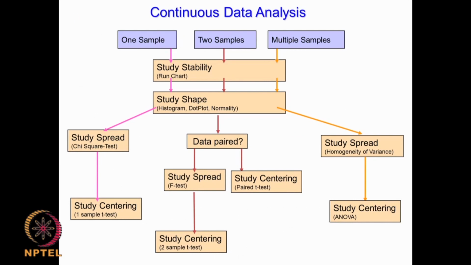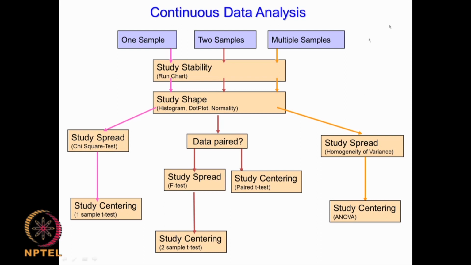Okay. So, as you know, we have continuous data and alternatively we have the discrete data. For discrete data we use equations like binomial or we use Poisson and so on.